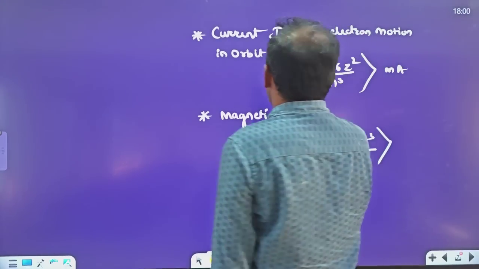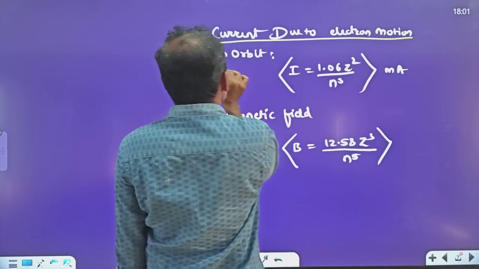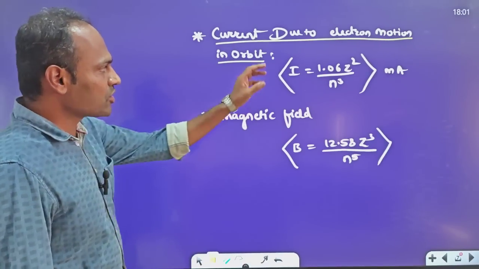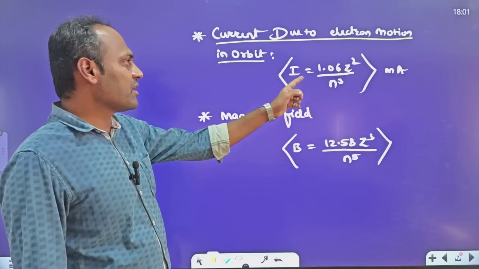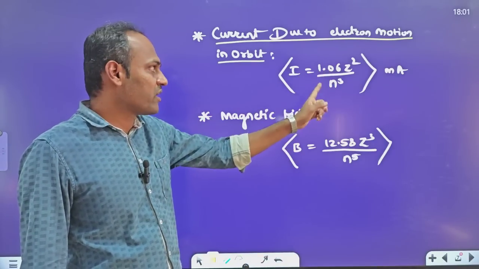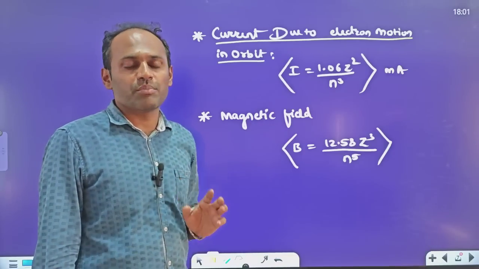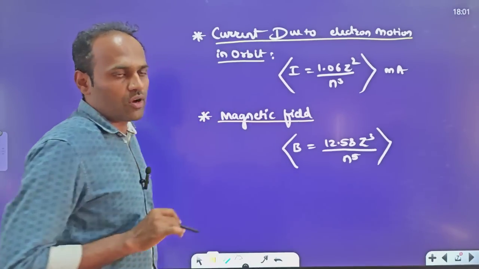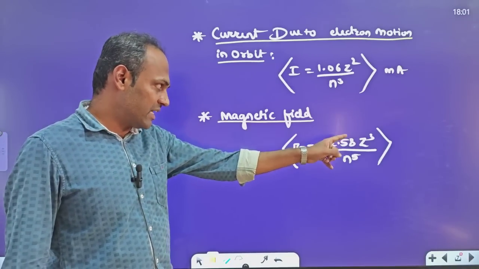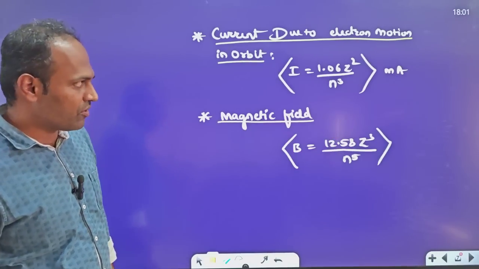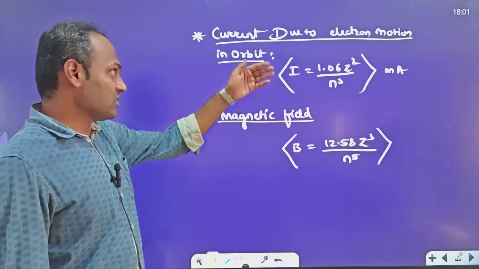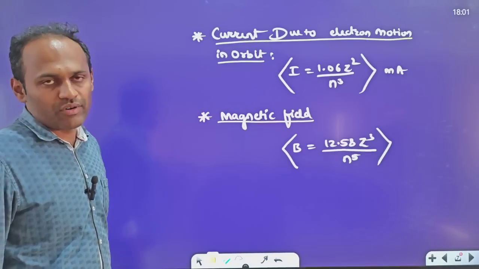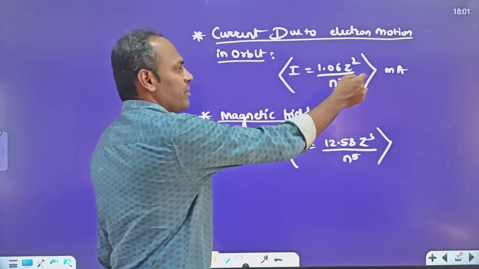Next, see, current due to an electron motion in the orbit. Whenever an electron is moving in a circular orbit, it will constitute a certain current, and that current can be calculated by using the formula 1.06 Z square divided by n cube. Z is the atomic number, n is the principal quantum number. The magnetic field produced by that electron at the center of the orbit is given by 12.58 Z cube divided by n raised to 5. So this is the current constituted by the orbital electron, and this is the magnetic field produced by that orbital electron. This current will be in milliamperes.